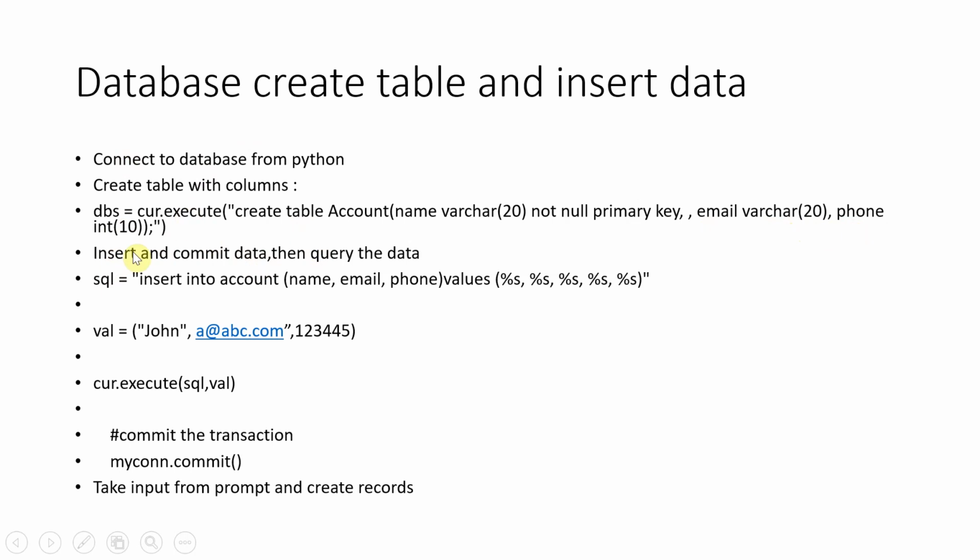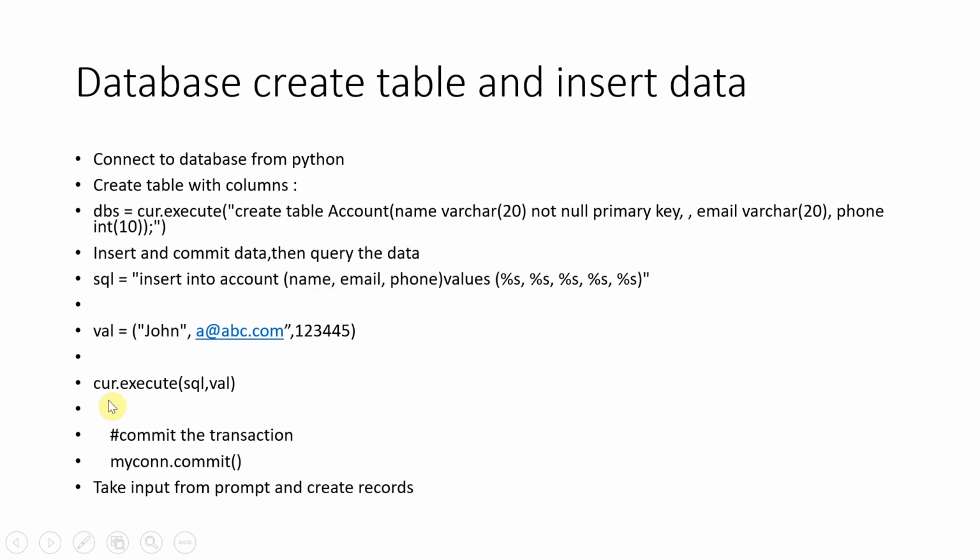Now, once the table is created, you can insert and commit data. For more reference on the DDL and all, you'll have to refer to the SQLite library because that is out of scope of Python. Now, for inserting the data, we prepare an SQL statement: insert into account, name, email, phone, values %s, and we'll create a map. So we create an array kind of a thing. We'll say val equal to what values you want to pass: John, ABC, and the number.